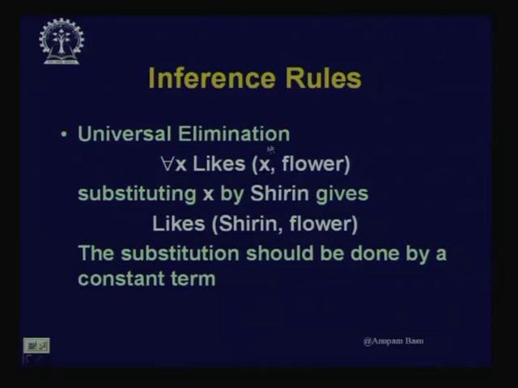One is universal elimination. That means, if we have a sentence like this, for all x likes x flower, then likes x flower will hold for all x. Therefore, I can substitute this x by some constant, like say a particular name Shirin. Shirin likes flower. There will be nothing wrong that I am doing, because you have said for all x. So, whenever there is a universal quantifier, I can drop it and represent this with a constant term. So, eliminate this for all x part, and the substitution of that x in this part of the parameter should be done with a constant term. That is technique 1, that is universal elimination, that is elimination of universal quantifiers.